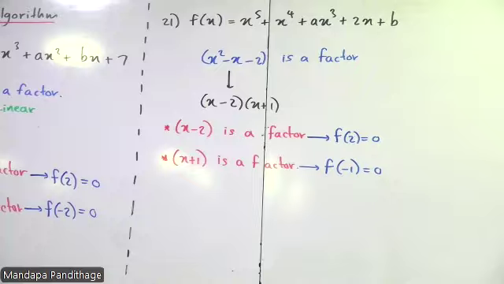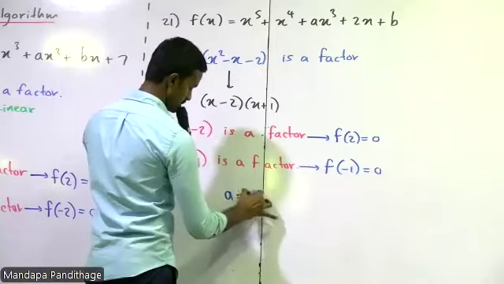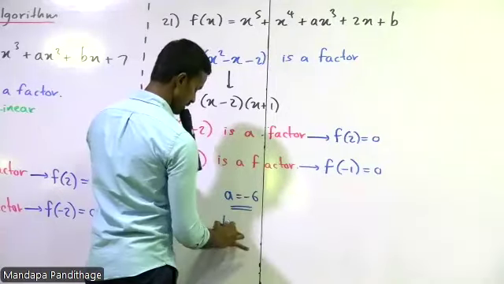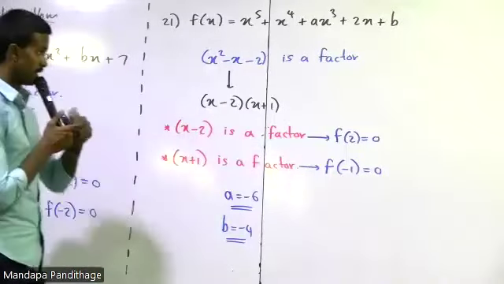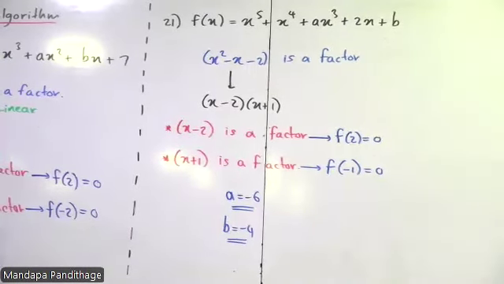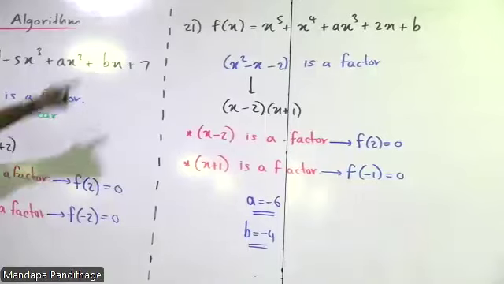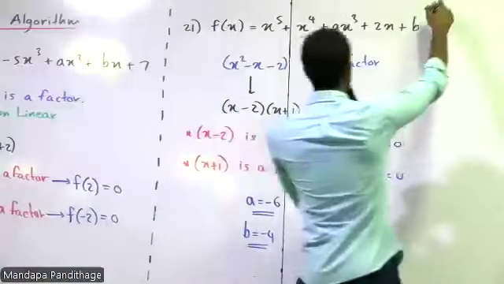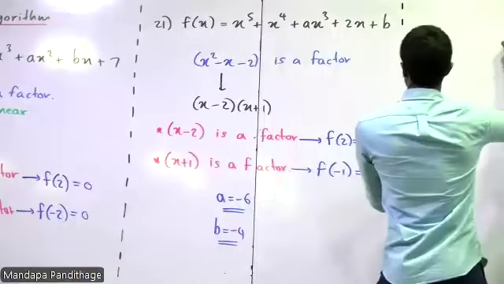Okay, simplify it. I won't be simplifying because I did every question today. And then you will be getting that A is equal to minus 6 and B is equal to minus 4. Okay. Hands up, who got A equals minus 6, B equals minus 4? Good. So there's an additional part, find the quotient. When this f(x) is divided by these two values, find the quotient.